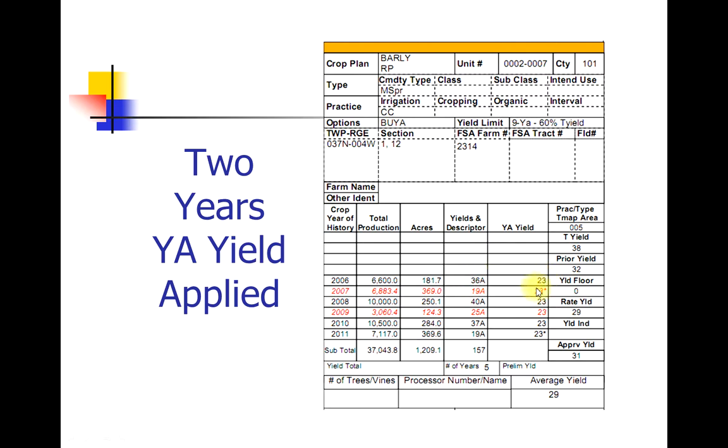So even if we had a 0, they would plug a 23 into your history to figure your approved yield, which is over here. So we had a couple years here anyways. You can see where there's asterisks by these, where they plugged in yields for us. Two 23s to replace the two 19s for the two relatively bad years. So that created a spread between our rate yield and our approved yield. And when that happens, that actually will increase your premium a little bit on that unit because they were plugging yields in there for you.